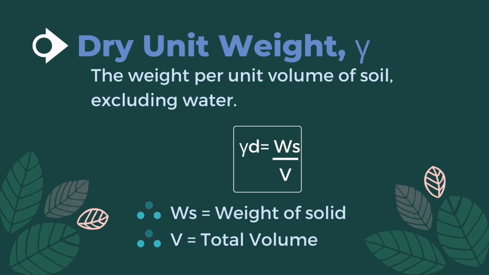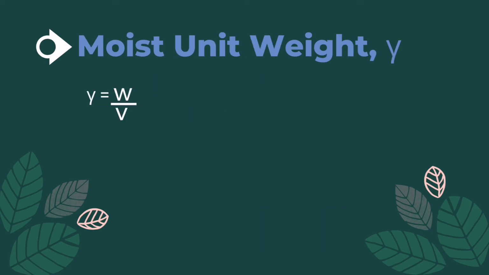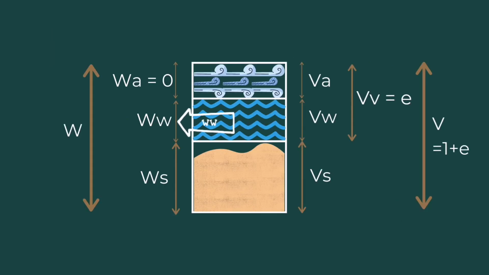So guys, kapag dry unit weight, ibig sabihin oven dried siya. Walang-wala yung water doon, as in napigan na yung soil. And then the moist unit weight, gamma. Gamma is equals to total weight divided by total volume. So total weight from the diagram is weight of water plus weight of solids plus weight of air. But weight of air is considered 0, kaya W sub S plus W sub W na lang ang ilalagay natin.